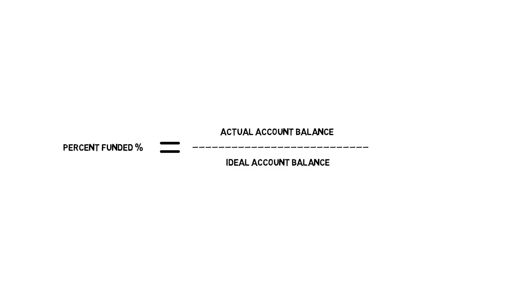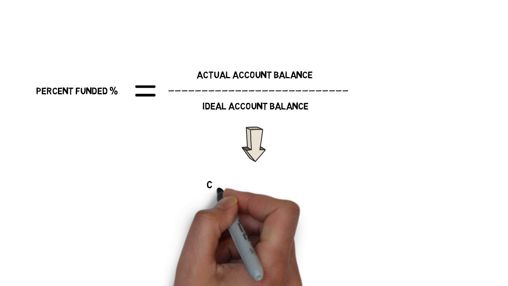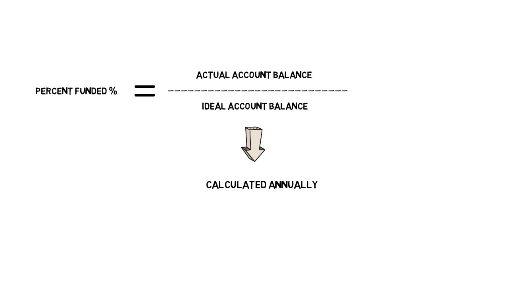Percent funded is calculated on an annual basis as a reserve account balance will fluctuate during the year as dues are collected and deposited and expenses occur.